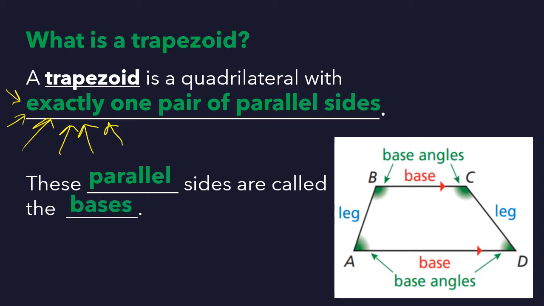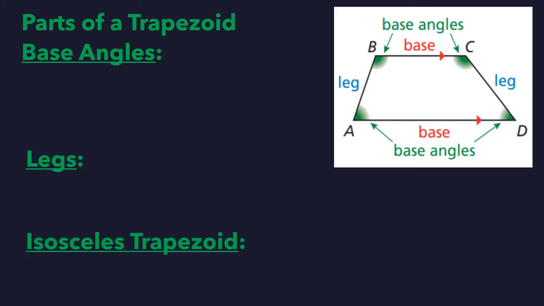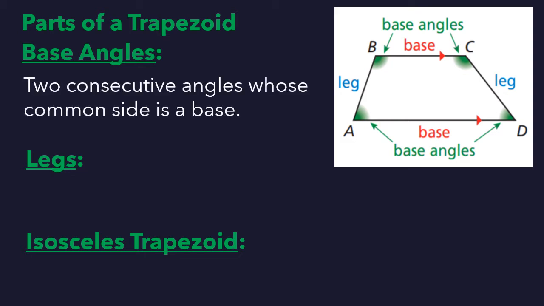So if you look at your picture over here in red, we have a base here and we have a base here. And we know these are parallel because they have the cool little parallel triangles on them. All right, so we also got other parts of a trapezoid. We have the base angles, we have the legs, and we're going to determine if our trapezoid is isosceles.